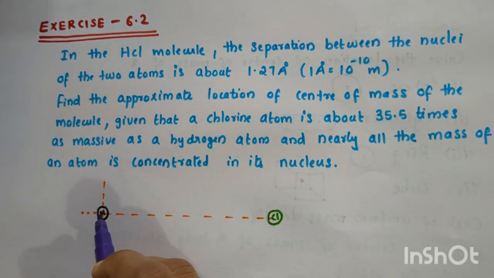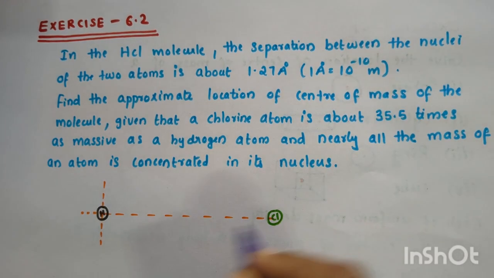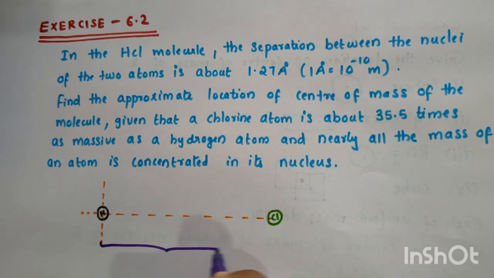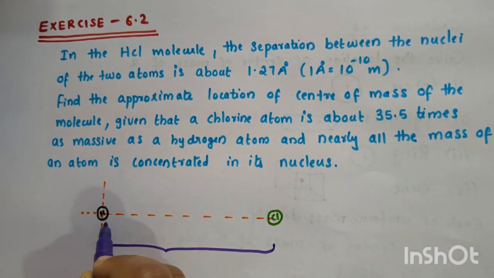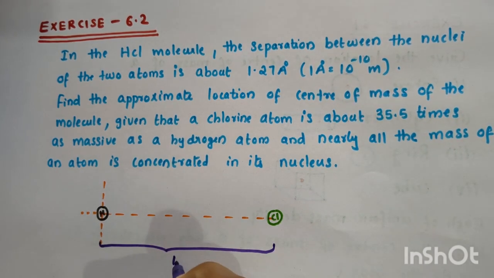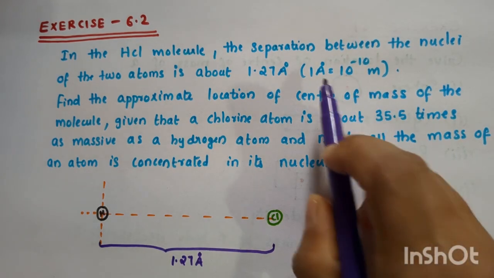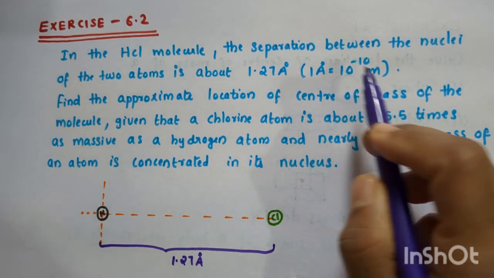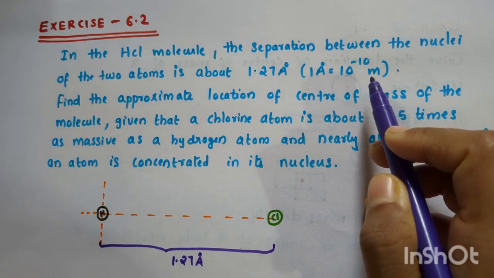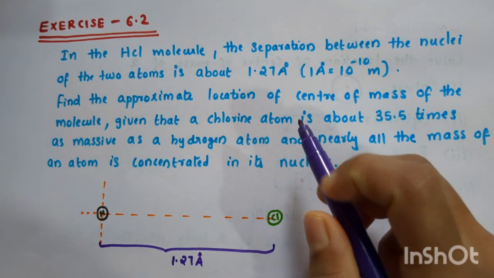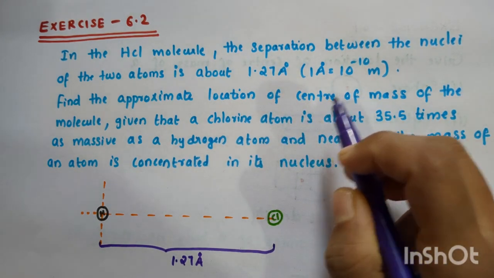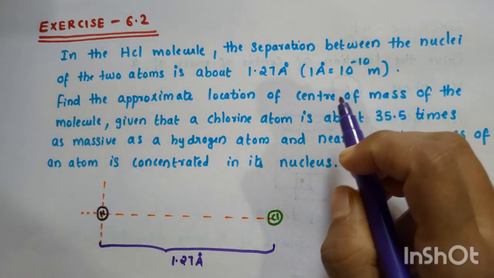That is, if this is the hydrogen atom and this one is the chlorine atom, then from here to here, the distance of separation between the hydrogen and chlorine atom is equal to 1.27 angstrom. And 1 angstrom is actually equal to 10 raised to minus 10 meter. So 1.27 angstrom will be equal to 1.27 into 10 raised to minus 10 meter.